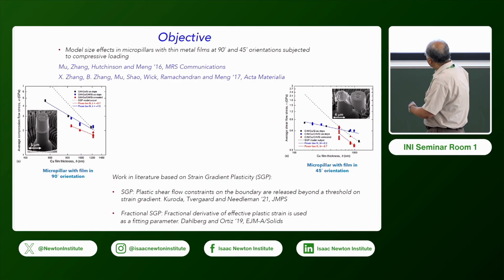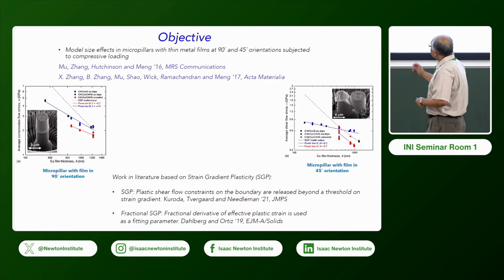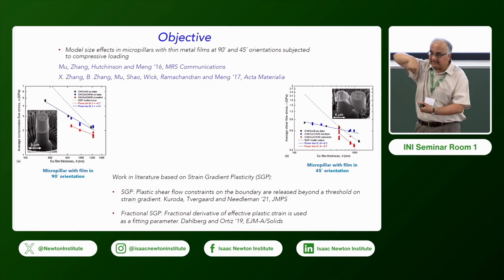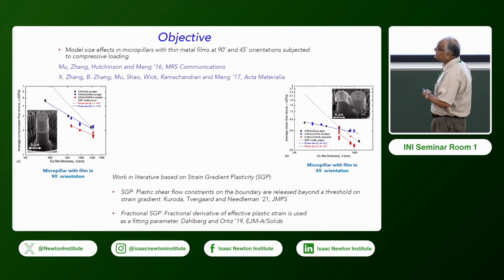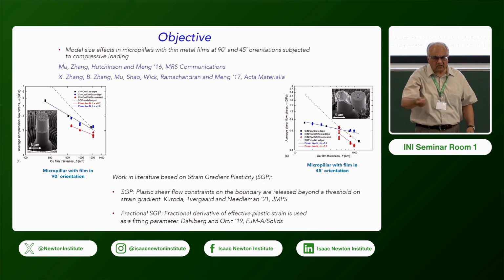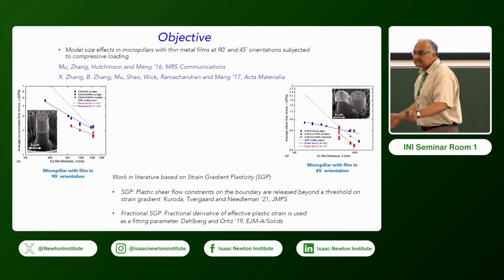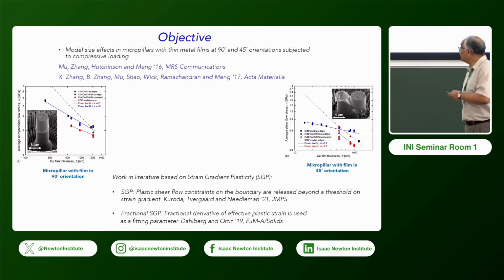So you do nano indentation when the thin film is in the 90-degree orientation to the loading axis. What you're plotting here is the log of the film thickness. It's a polycrystalline film. And here, it's the log of the stress that you get, the nano indentation stress. The experimental relationship in the 90-degree orientation is a -1 exponent, log of the stress versus log of the thickness. It's a scale effect. Elasticity and conventional plasticity give you nothing, because there's no intrinsic length scale.